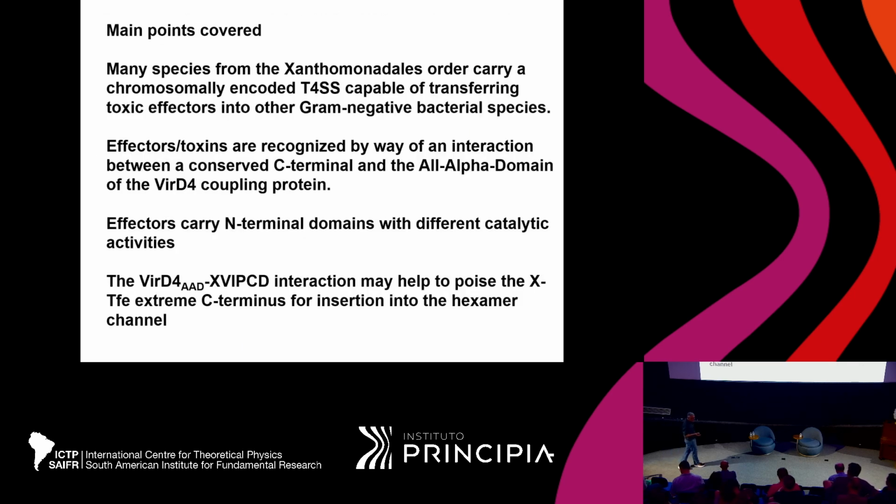So my main points were that we have a type 4 secretion system that secretes toxins into other bacteria, that these toxins are recognized by way of an interaction between a conserved C-terminal domain and the all-alpha domain of the VIR-D4 coupling protein, and that these effectors all have different catalytic domains in their amino termini that attack different targets in the target cell. This interaction may help to poise the extreme C terminus for insertion into the hexameric channel. We've shown in other studies that the extreme C terminus is absolutely important for successful transfer into the target cell.